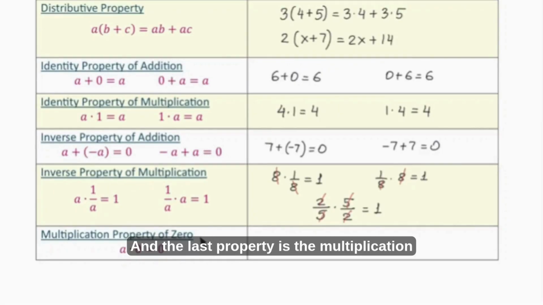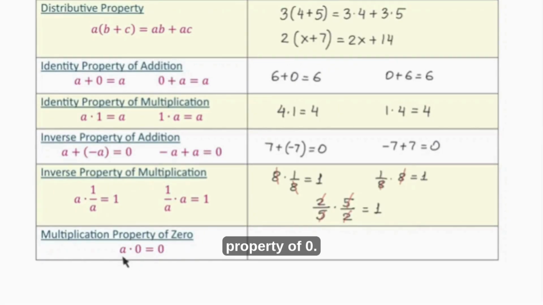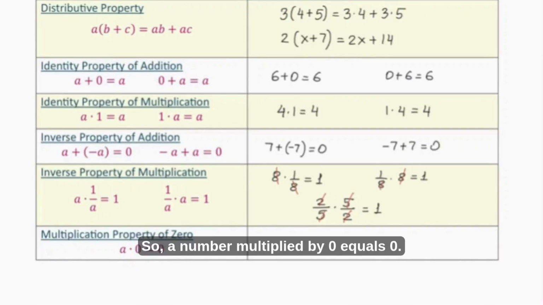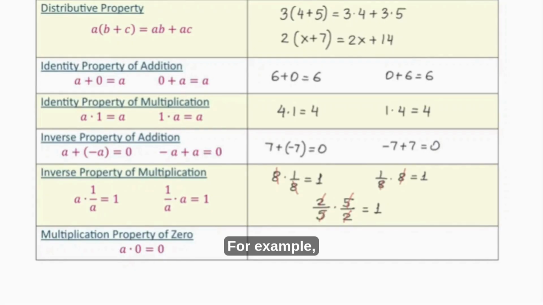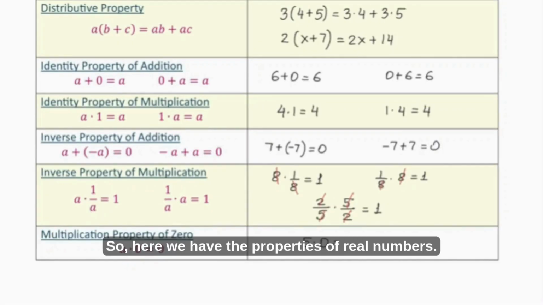And the last property is the multiplication property of 0. a times 0 equals 0. So a number multiplied by 0 equals 0. For example, 5 times 0 equals 0. So here we have the properties of real numbers.